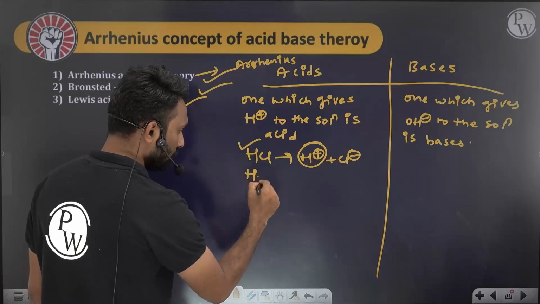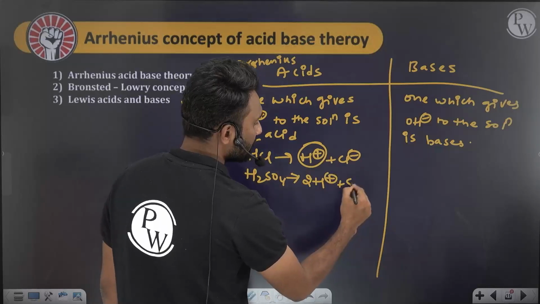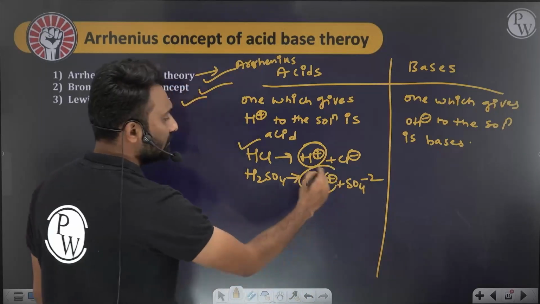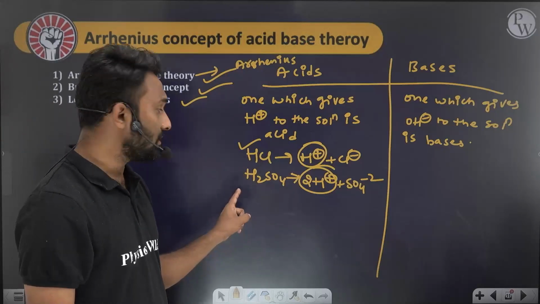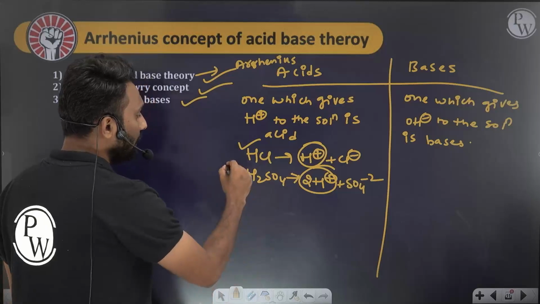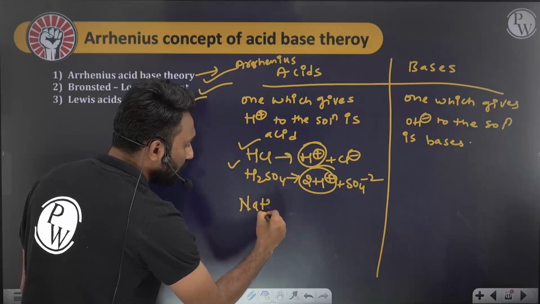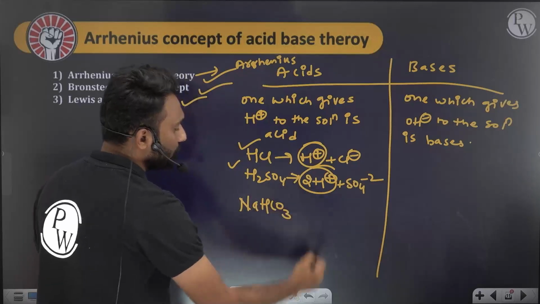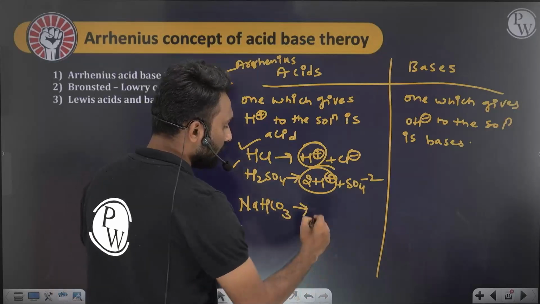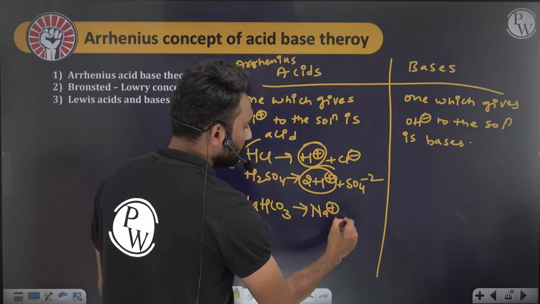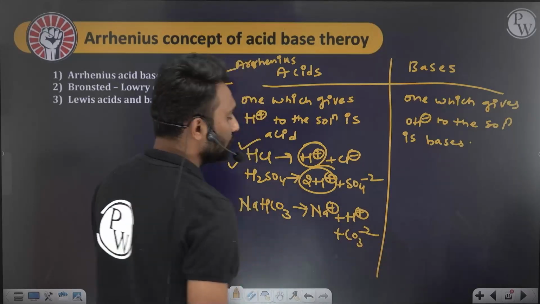Next, H2SO4. It gives 2H plus plus SO4 minus 2. It is giving 2H plus, so this is an acid, sulfuric acid. Now next, if you take sodium bicarbonate, what happens? It dissociates into Na plus, H plus and CO3 minus 2.